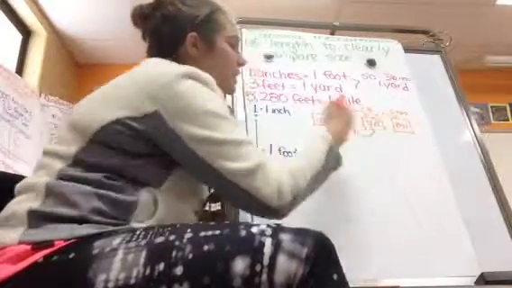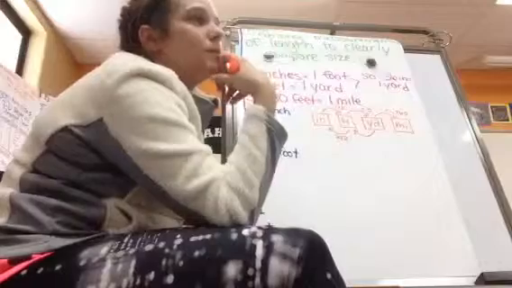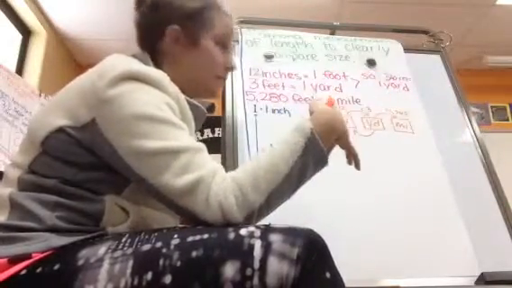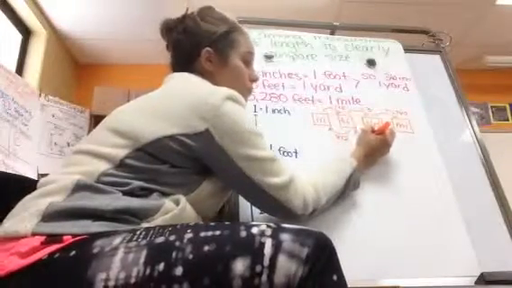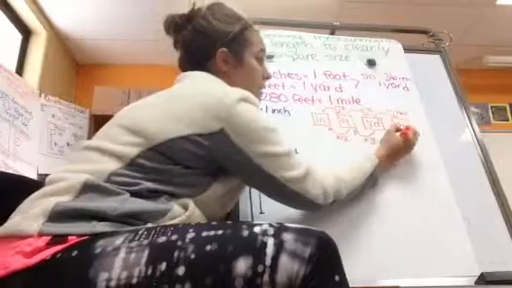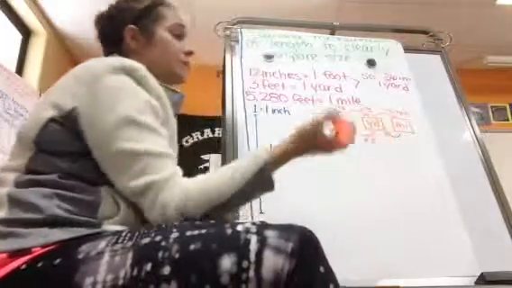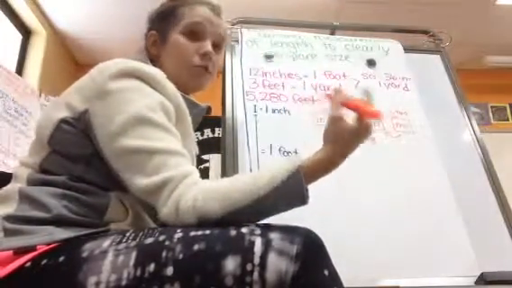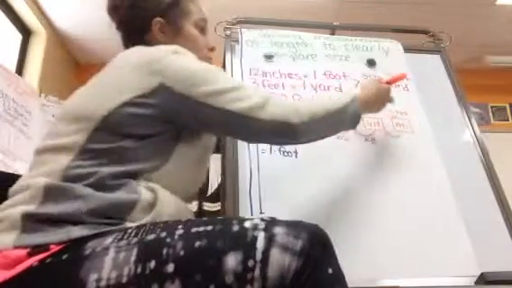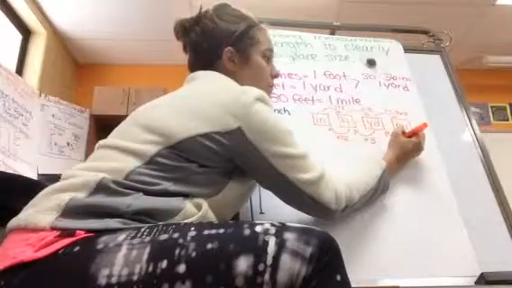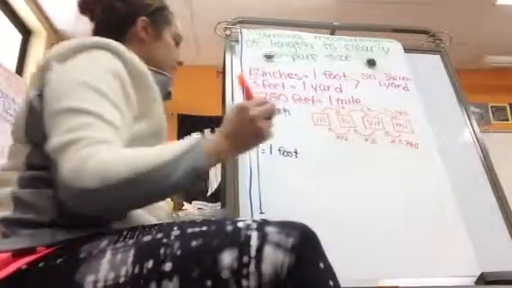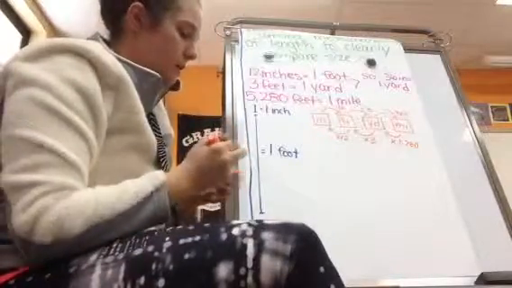Then if they give me yards, let's say the problem says I have 6 yards. How many feet is that? Well, there are 3 feet in a yard, so I would multiply times 3. Then for miles, if they say I have 2 miles, how many yards would that be? We're going to multiply by the same thing we would have divided by. Multiply by 1,760. So now let's look at a couple examples.